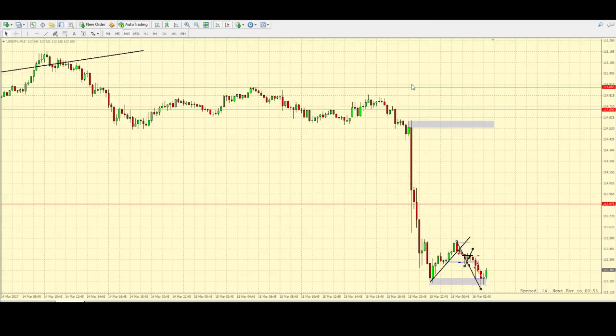Today is March 15th, and I wanted to go over a trade made for Asian Open. That's between 2 to 5 a.m. broker time, which would be 7 p.m. to 10 p.m. my time that I'll be trading.